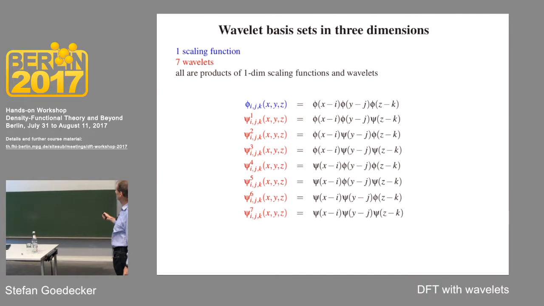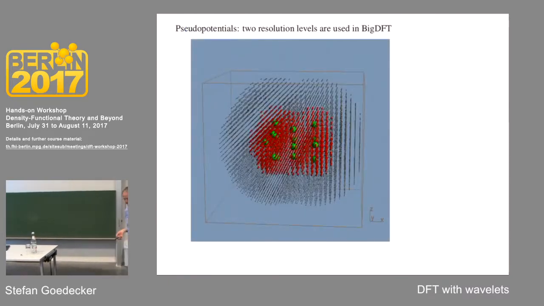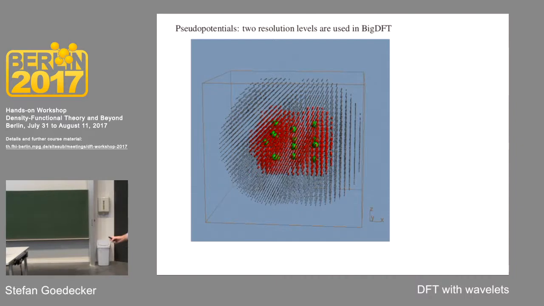Like here, for instance, I have replaced the scaling function along the z direction by the wavelet. So that means this first wavelet will have higher resolution along the z direction. Then here, for instance, I will have higher resolution along the y direction, and so on. Okay. Yeah, as I told you, in principle, you can have an arbitrary number of resolution levels.